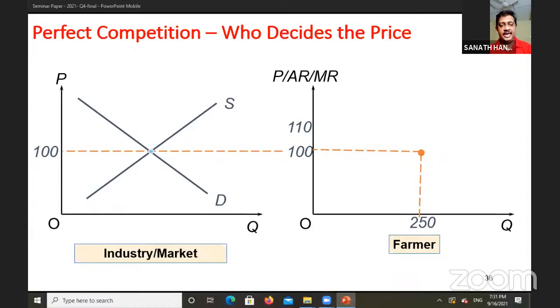Because consumers know that the same vegetable is available from all the other sellers at 100 rupees.